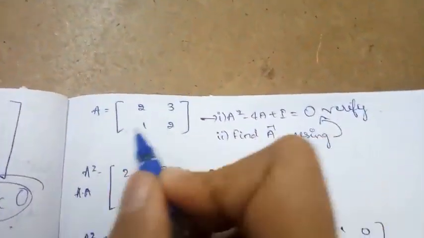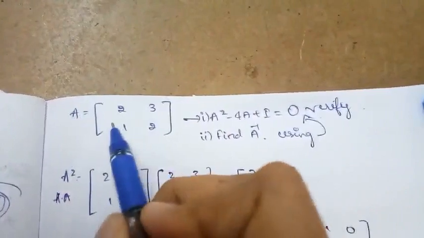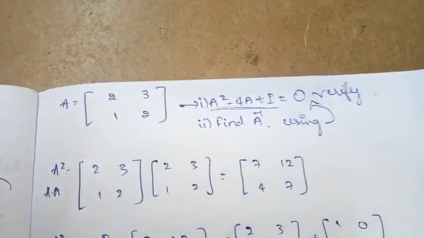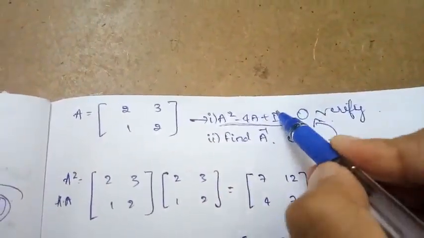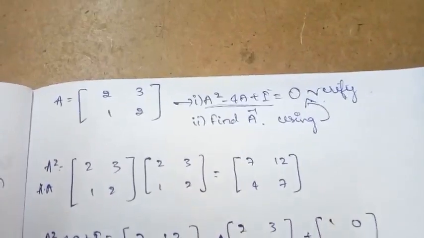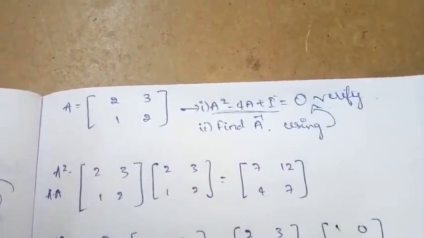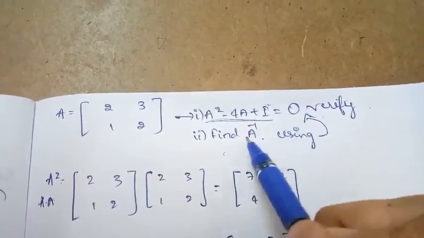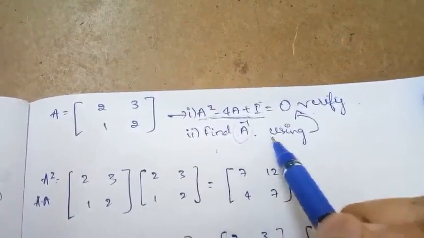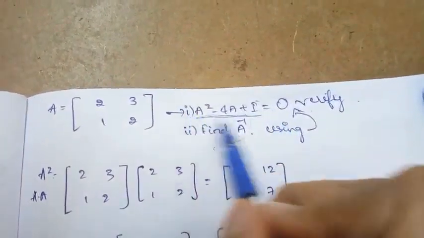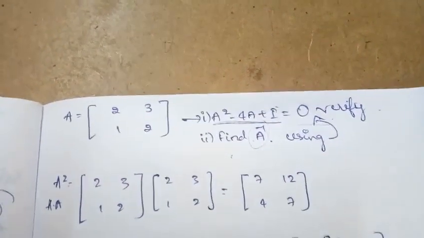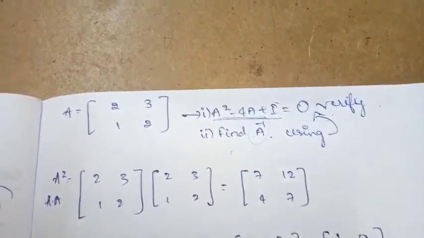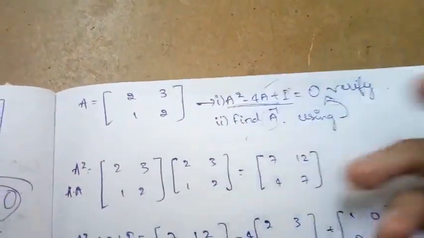They have given a matrix A and we need to show that this matrix A satisfies this equation, that is A square minus 4A plus I is equal to O, where I is the identity matrix of order 2 and O is the zero matrix of order 2. After verifying this, we need to find A inverse by using this equation, not with the help of finding the adjoint or like that. We need to find A inverse with the help of this equation. Now let us see how we find A inverse with this type of equation.